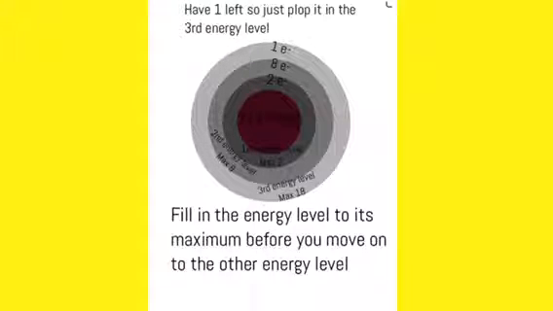So we can fill in the second one. So we put 8 in there. We filled in the second energy level. Now we can go on to the third one. And we have 1 electron left, so we just put it in the third energy level. And there you go.